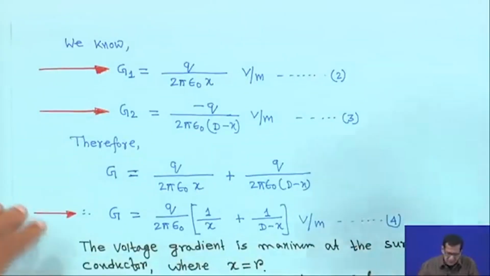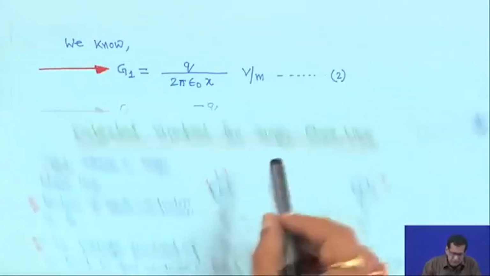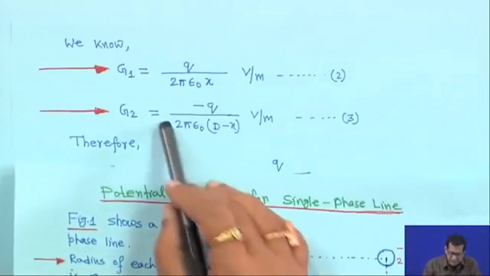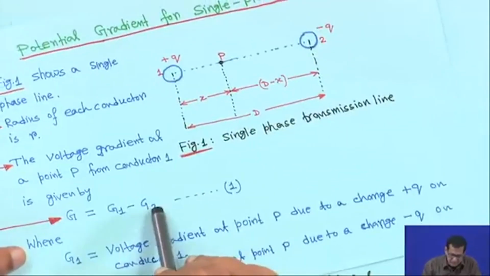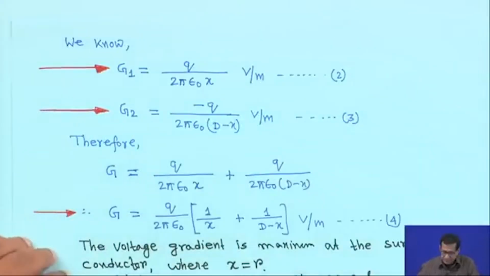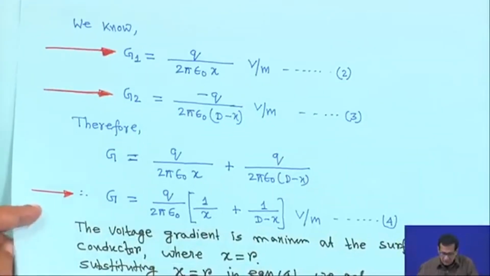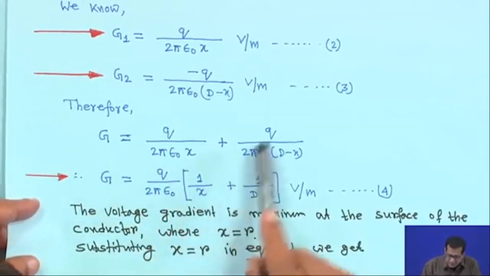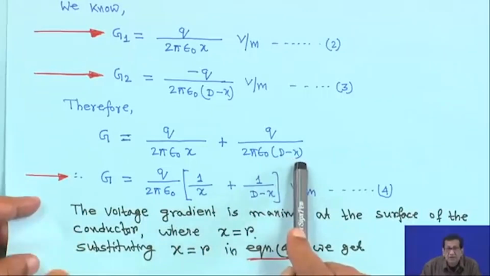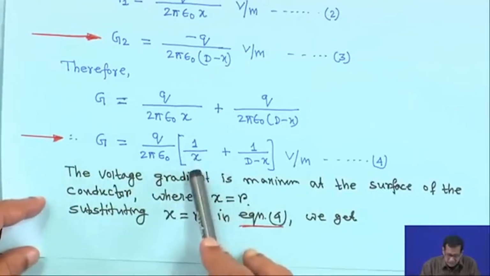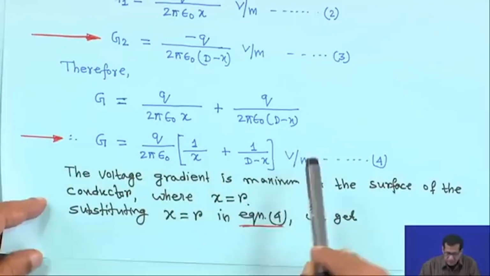Now, G is equal to G1 minus G2. So, you substitute G1 and G2 in this equation. G2 is minus Q upon this, so when you substitute, this sign will become plus. Therefore, G is equal to Q upon 2 pi epsilon 0 x plus Q upon 2 pi epsilon 0 into d minus x. Taking common, G is equal to Q upon 2 pi epsilon 0 into 1 upon x plus 1 upon d minus x volt per meter.